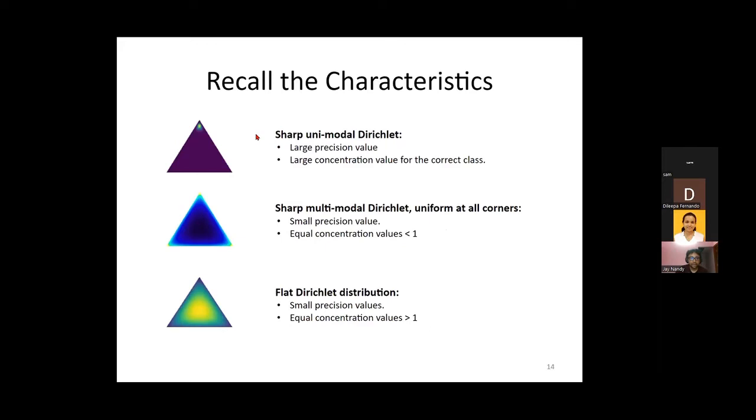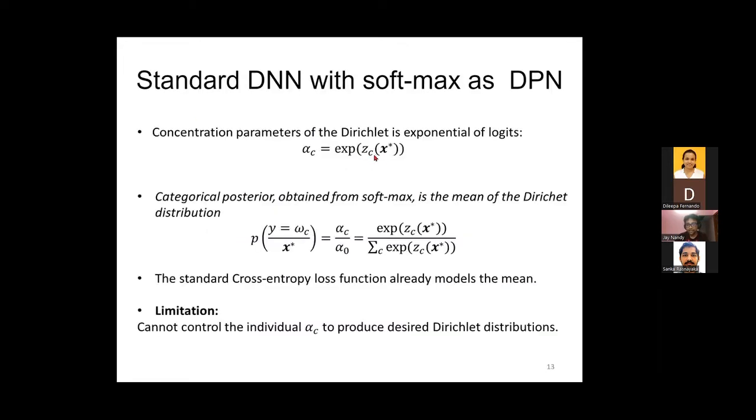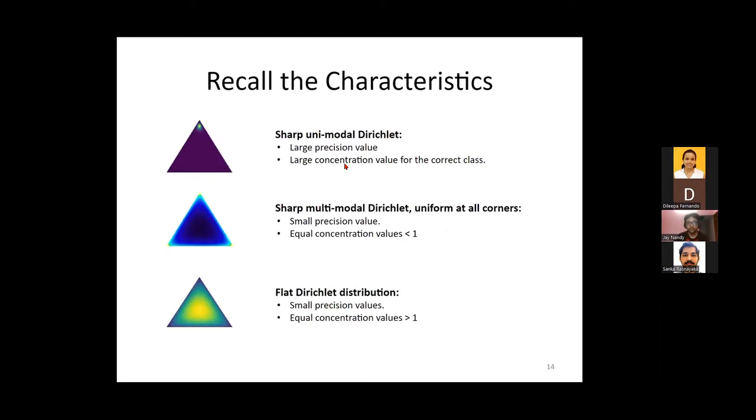Right. So again, just one quick reminder. If we are going to get a sparse unimodal representation, we want to achieve large precision values. So the alpha c's are the precision values. After getting the exponential, whatever we get, these are the precision values. So we are going to get large precision values for the unimodal Dirichlet distribution, and then they should concentrate only on the correct class, right?